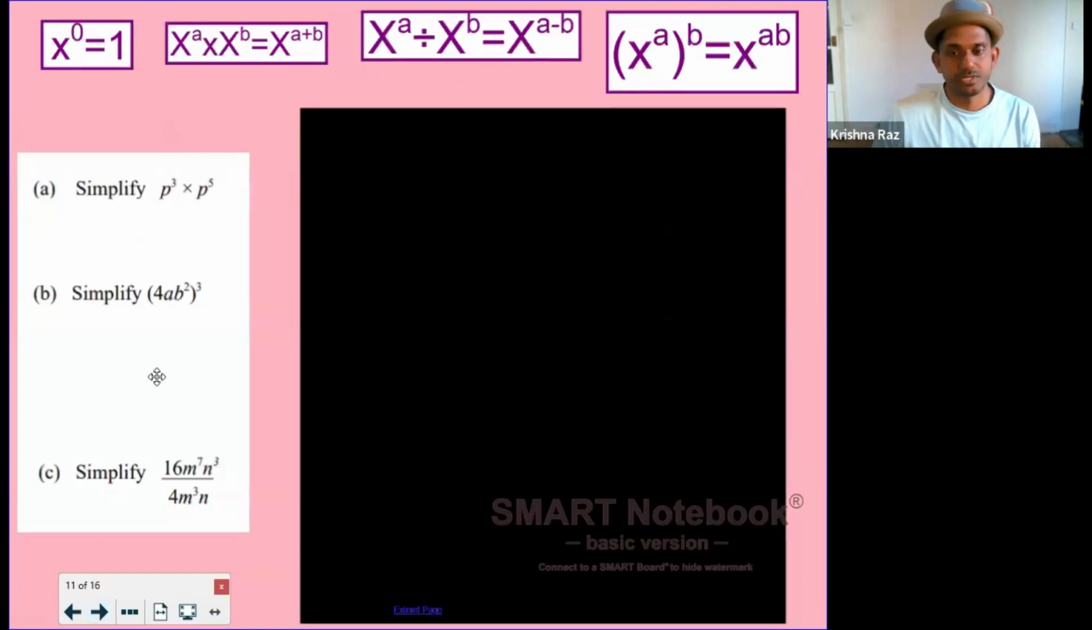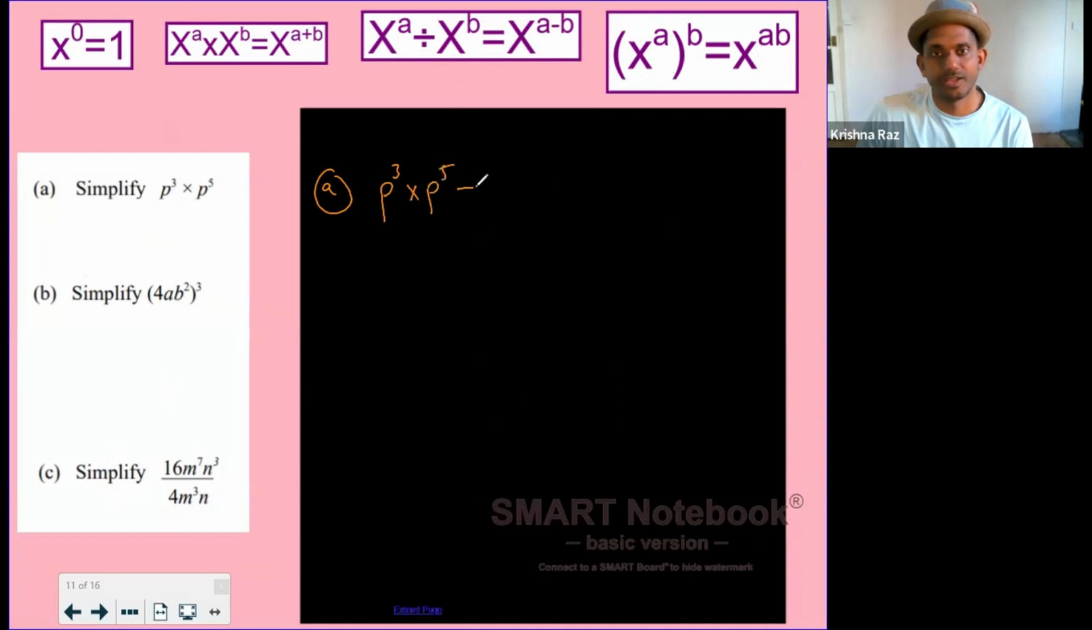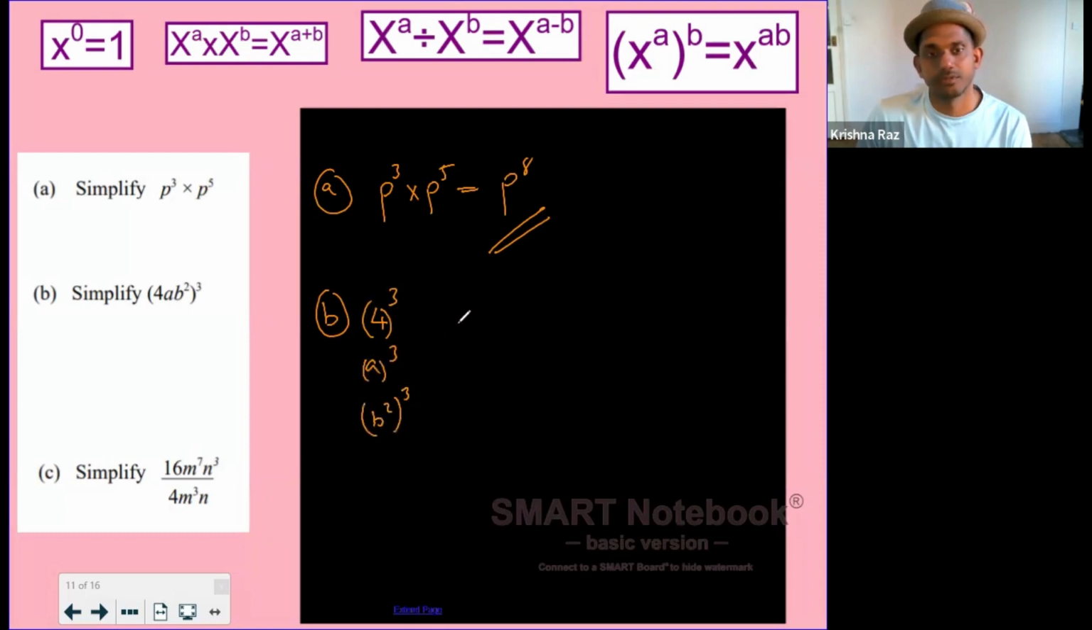Oh, we've got a fun 3 to do there. So A, p cubed times p to the power 5, we add the powers, so we get p to the power of 8. B, we cube everything, so 4 cubed, a cubed, b squared cubed, so 64, a cubed, b to the power of 6. So that will be the final answer.